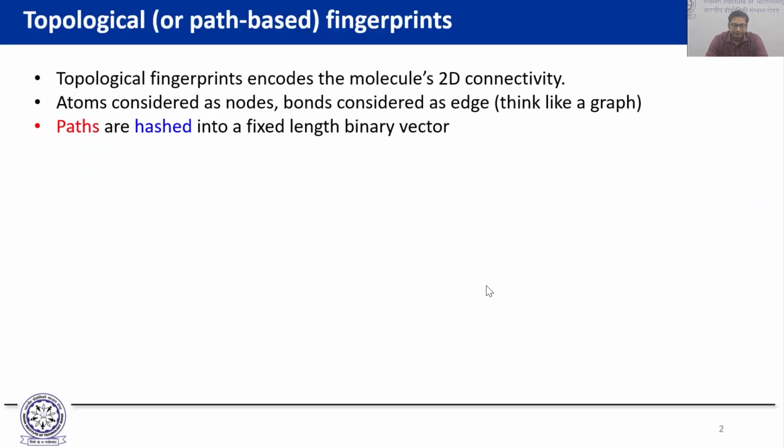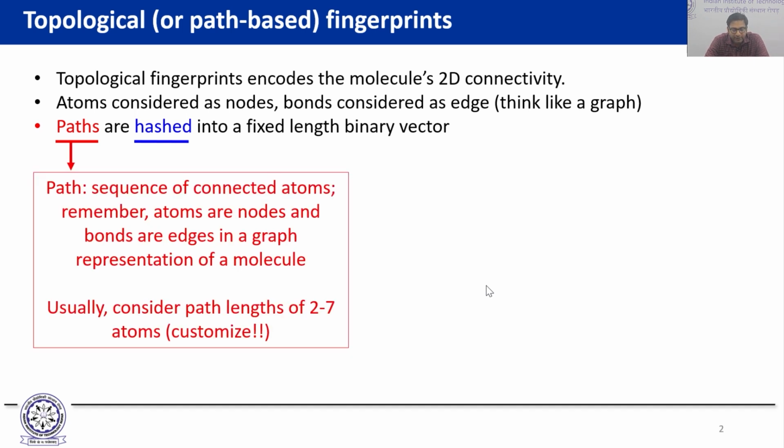And this is really where we again go back to our concepts of graph, and we start considering this entire molecule as a graph. And so when we consider the entire molecule as a graph, the atoms are considered as the nodes, and the bonds between the atoms are considered as the edges. And then what we also say is that the paths are going to be hashed into a fixed binary vector. So as we say that, we are basically introducing a couple of new terms. So the first term is what we call a path. So what exactly is a path?